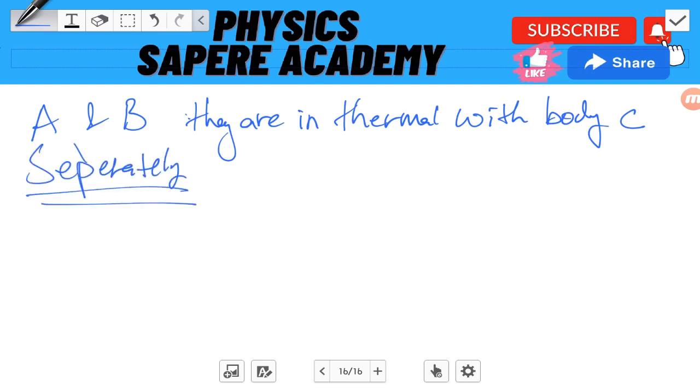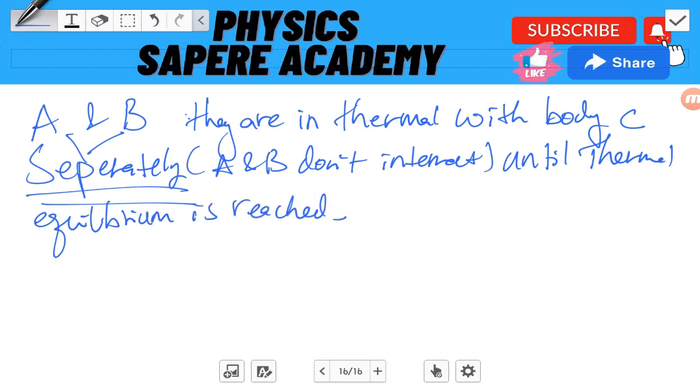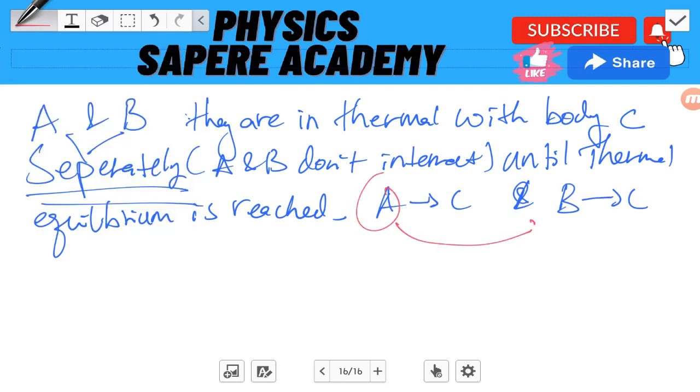That means bodies A and B do not interact separately until thermal equilibrium is reached. Now, when this thermal equilibrium is reached between body A and body C, and between body B and body C, body A and body B do not interact at this moment.